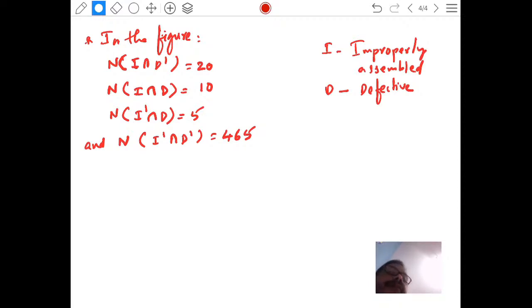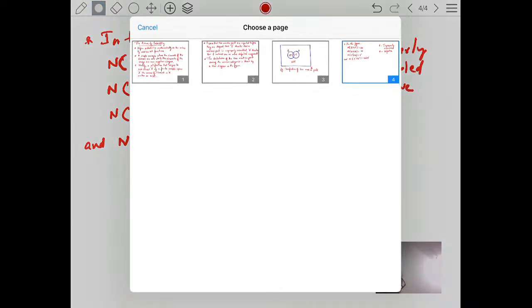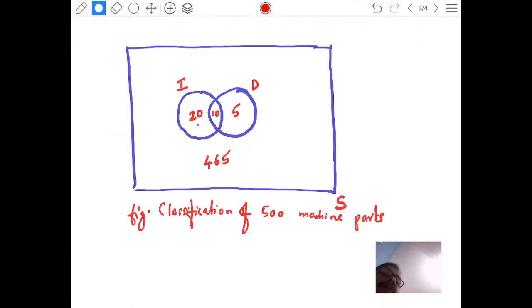Okay. So next one is n of I complement intersection D complement is equal to 465. So here I complement stands for the machine parts which are properly assembled, then D complement stands for the machine parts which are not defective. So the number of machine parts which are both properly assembled and not defective is equal to 465. As you can see, the balance or the remaining portion here shows the value 465.